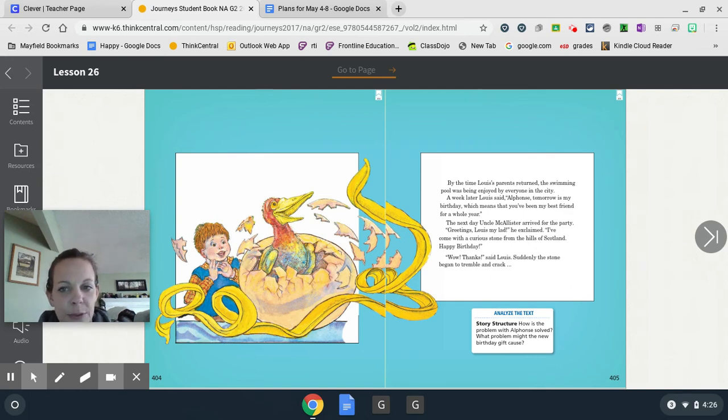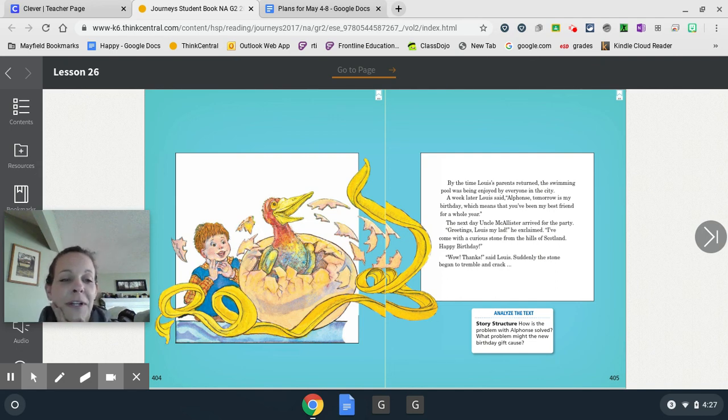A week later, Lewis said, "Alphonse, tomorrow is my birthday, which means that you've been my best friend for a whole year." The next day, Uncle McAllister arrived for the party. "Greetings, Lewis, my lad," he exclaimed. "I've come with a curious stone from the hills of Scotland. Happy birthday!" "Wow, thanks," said Lewis. Suddenly, the stone began to tremble and crack.